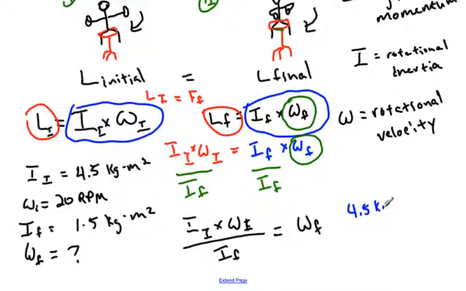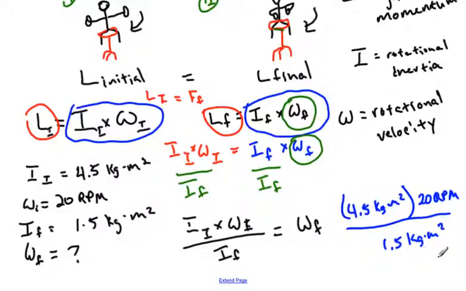4.5 kilogram meter squared times 20 RPM divided by 1.5 kilogram meters squared. If you're wondering what my unit is going to be, kilogram meter squared divided by kilogram meter squared, those cancel out. The unit you have left is RPM. So take 4.5 times 20, divide by 1.5, and that's your final rotational velocity. And make sure that has the unit of RPM.